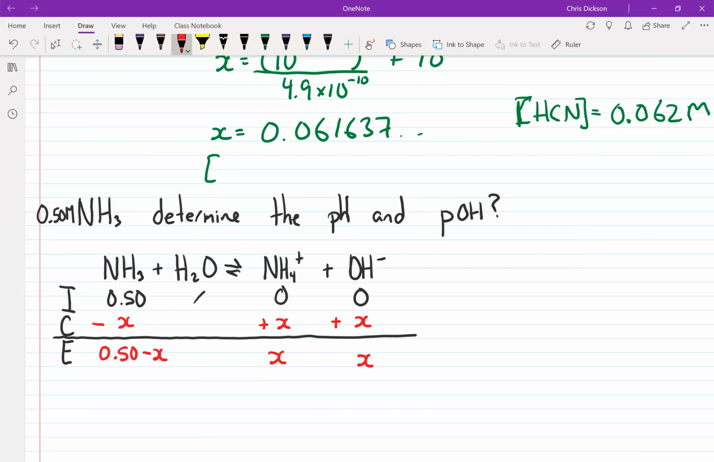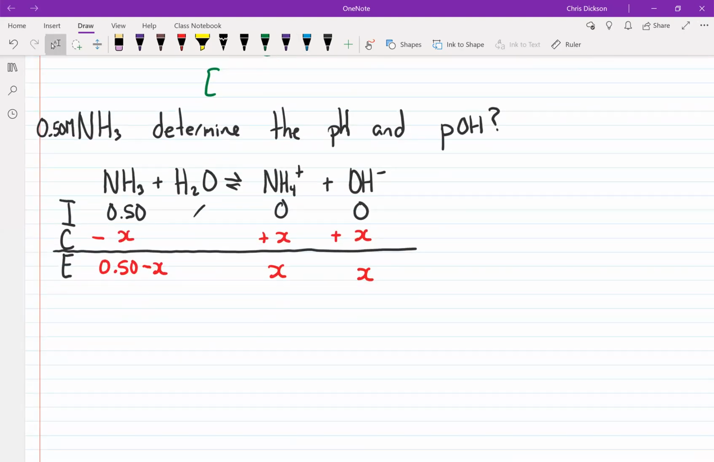Okay, so now I'm going to write my K statement. Now I got to be careful. That doesn't start with a K, but we have to be careful because this is a base. So I'm not going to be working out Ka, I'm going to be working out Kb. The Kb would be the concentration of the products, NH4 plus, multiplied by the hydroxides, all over the concentration of the base, NH3.